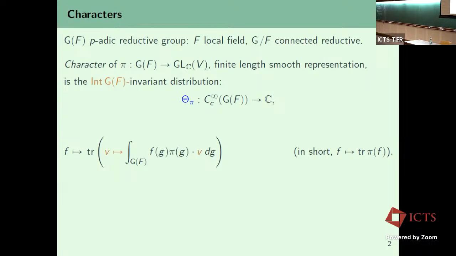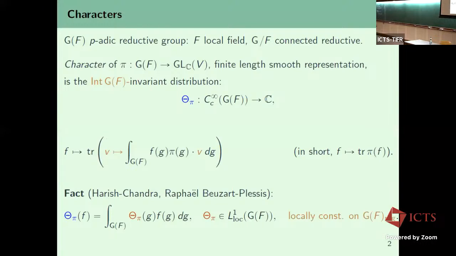Okay, so these representations have a property called admissibility, which means that pi of f has finite rank. Therefore, it is an element of V star, V dual, tensor V. You can pair it and get the trace. Okay. So that's trace as a distribution.